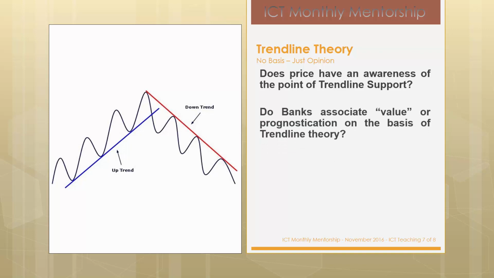Do banks associate value or prognostication on the basis of trendline theory? I'll submit to you, no, they do not. Now, for some that are in the financial industry, maybe you're working at a bank, maybe you have used them in the past and you've had success. I'm telling you, the banks don't have any association or prognostication placed on valuing a trend line level on a diagonal basis. And the reason why is because it's so subjective.